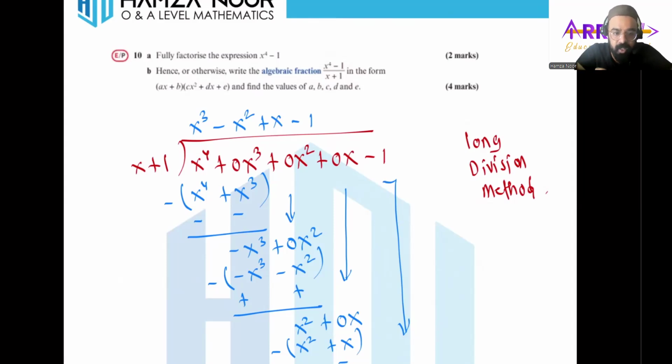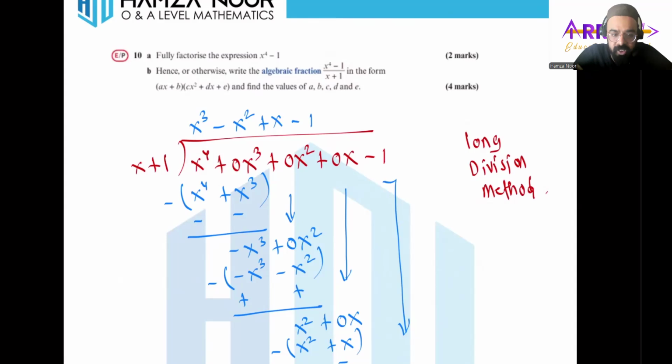We have done so many questions now, and I've repeatedly mentioned this thing. I'm again mentioning that in the long division method, we write the polynomial in a strict sequence. So x raised to the power of 4, then conceptually there should be a term in x cube, which is not existing over here.